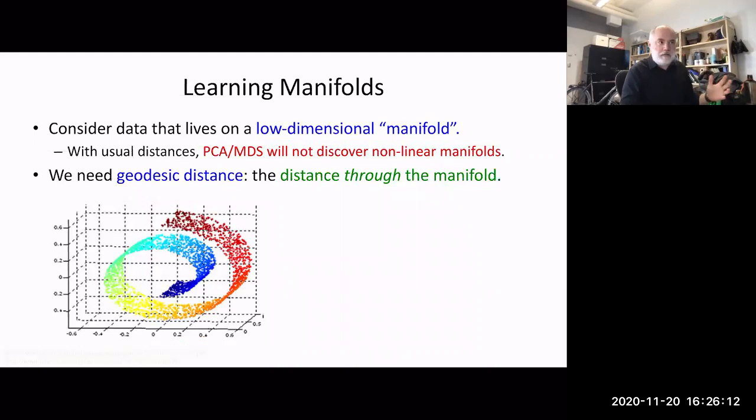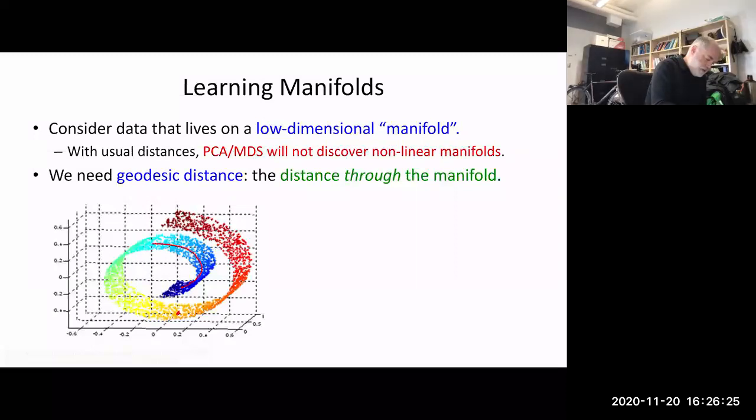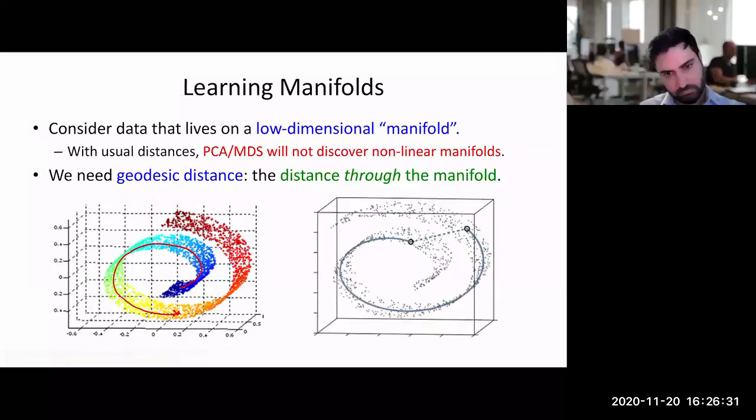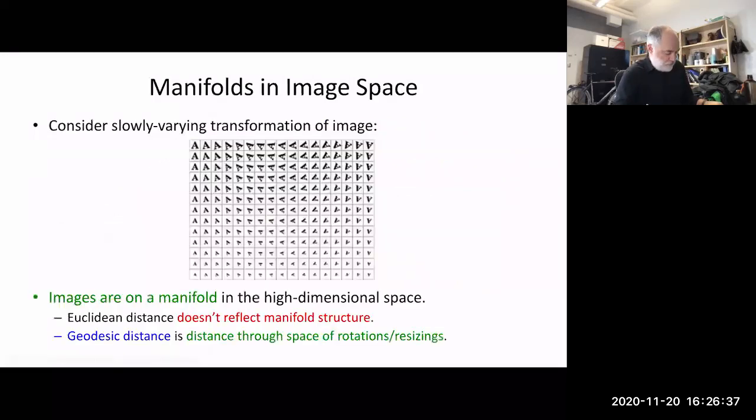So the way to deal with this is to think in terms of geodesic distances, which are just basically distances along the surface of the manifold again. So the distance from this point to this point is the shortest path on the manifold. Okay, not across through Euclidean space. That's no fair.